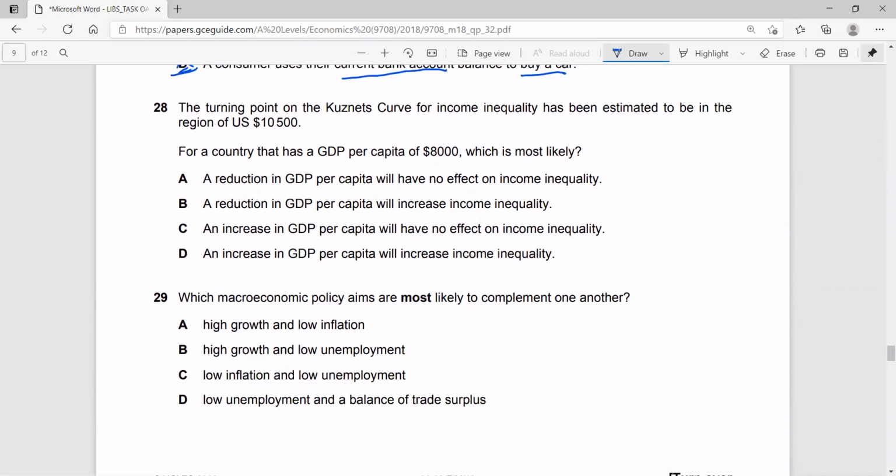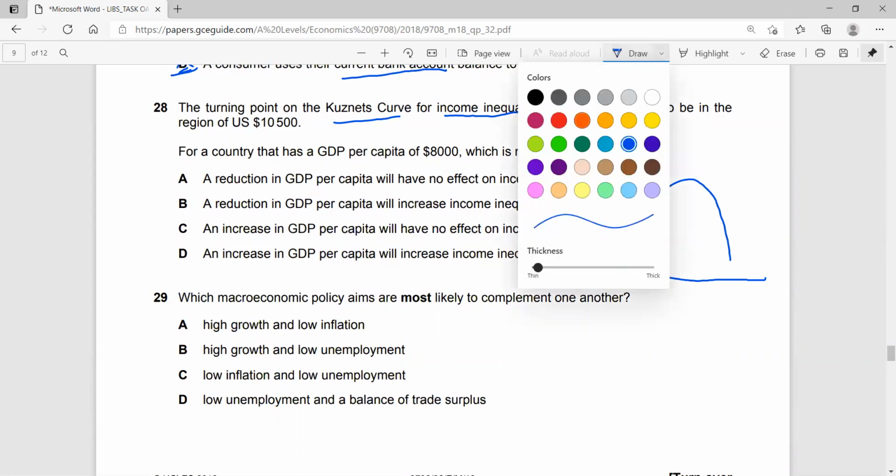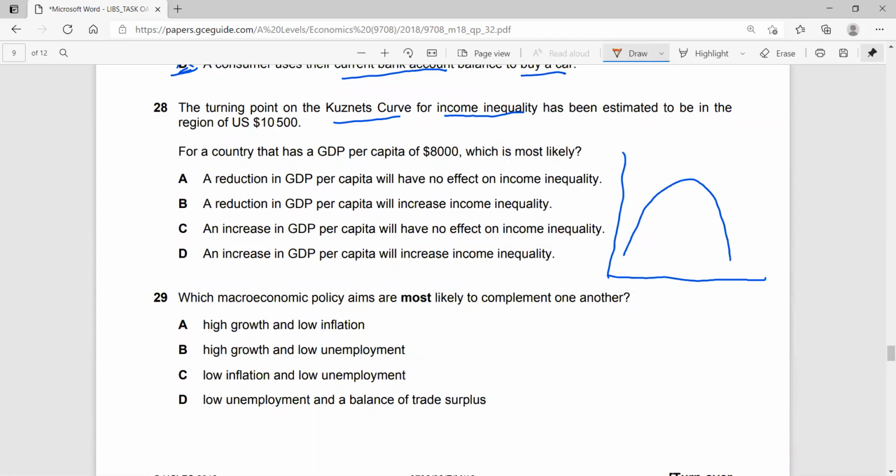The turning point of the Kuznets curve for income inequality. Let's just draw this real quick. It's a curve you see very frequently. I think it's also used in Laffer curve analysis, but it's like this upside down U. And what do we have here? Here we have GDP, well, GDP per capita, but I'm just going to write GDP for lack of space.